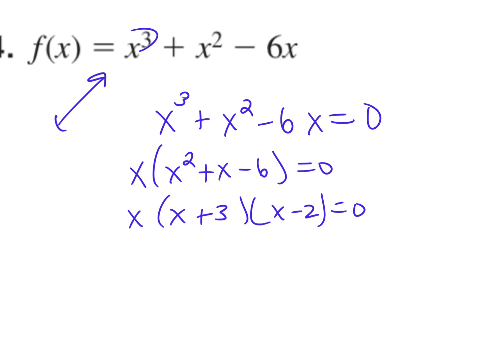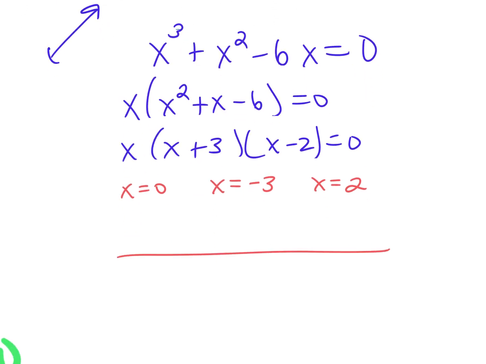Perfect. Fully factored. Now how do we find all the zeros? x equals 0, x equals negative 3, and x equals positive 2. You guys agree? Do we have multiplicity? Nope. So what's it going to do at each x value, go through or bounce off? It's going to go through. If you do not have multiplicity an even number of times, if you only have 1 time or 3 times, it's going to go through.